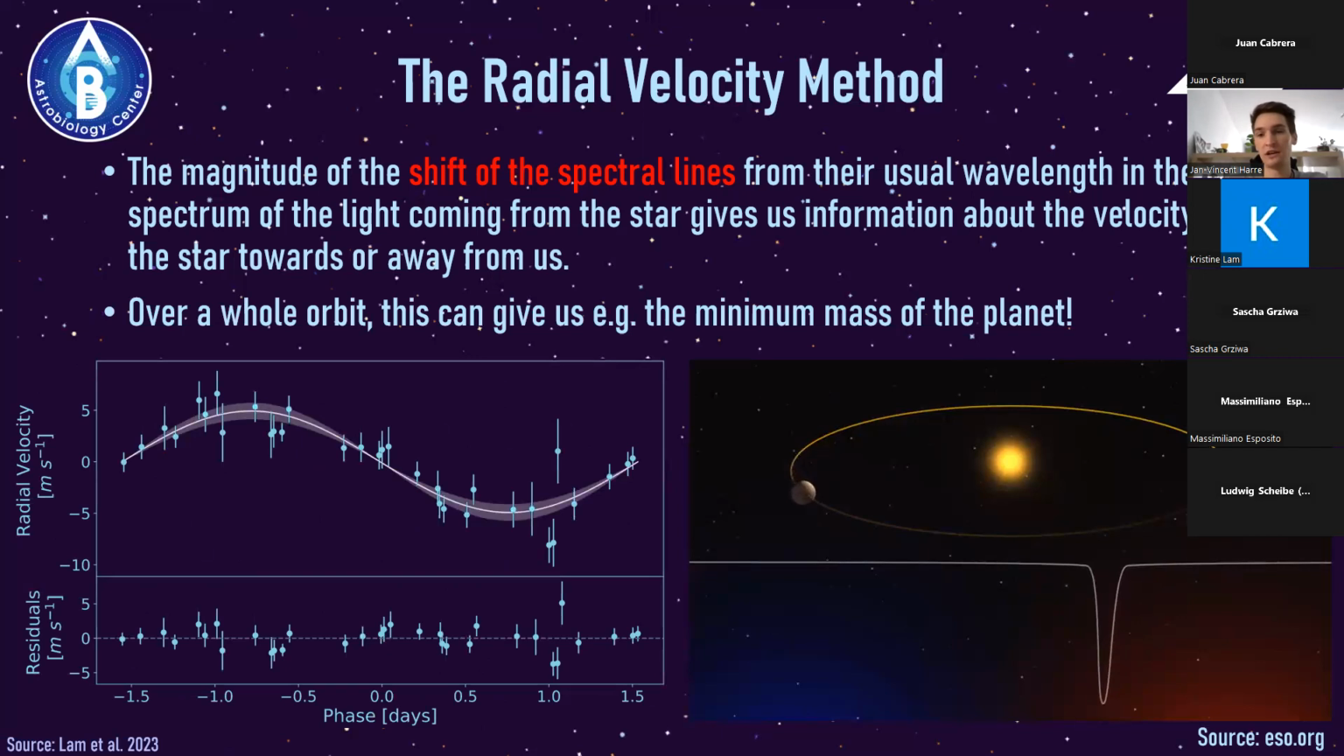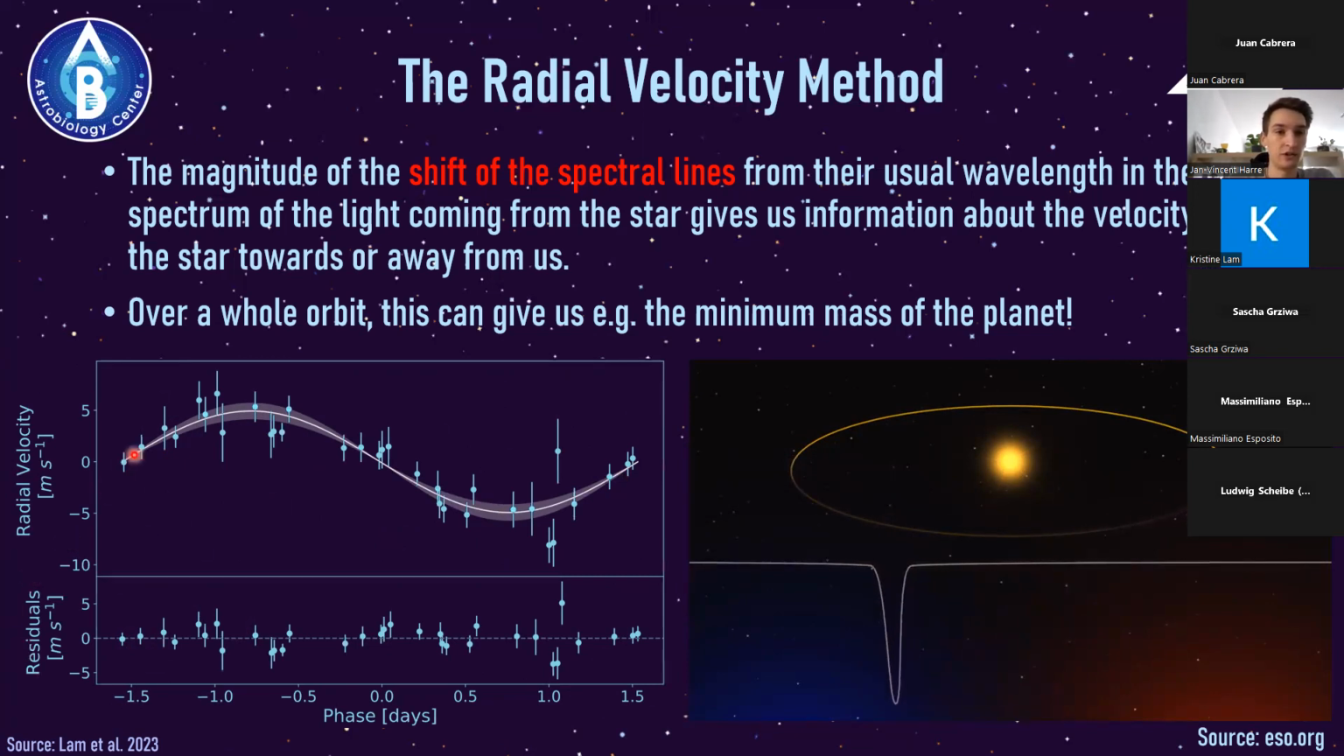And if we take measurements over the whole orbit of the planet, this can give us, for example, the minimum mass of the planet. Indicated here in the bottom left figure, we can see a radial velocity curve with the radial velocity in meters per second on the y-axis and the orbital phase in days on the x-axis. So we can see from this plot that there is an orbital period of around 3 days for this planet.